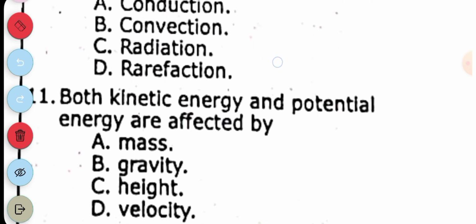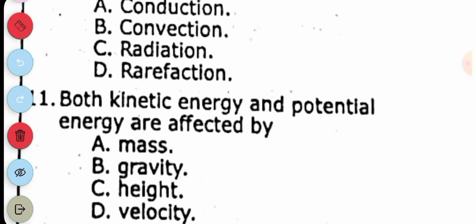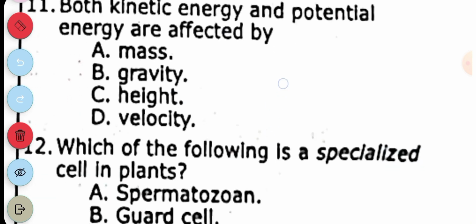Question 11. Both kinetic energy and potential energy are affected by A. Mass, B. Gravity, C. Height, D. Velocity. Now both of them are affected by mass because the formula for kinetic energy is half times mass and velocity squared, while potential energy is mass times acceleration due to gravity times height. So it's mass.